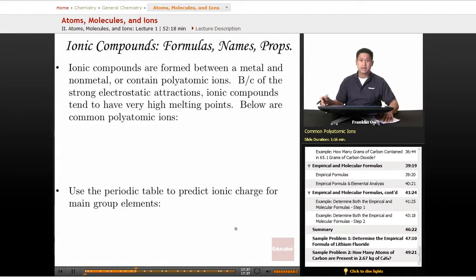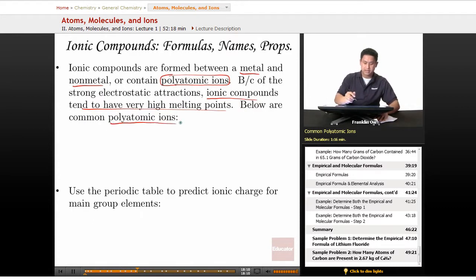Okay. Now that we've been introduced to the periodic table and the elements that comprise it, let's now talk about different types of compounds. The first type of compound we're going to study are called ionic compounds. Ionic compounds are formed between a metal and a nonmetal, or they contain what are known as polyatomic ions. And because of the strong electrostatic attractions that exist between opposite charges, ionic compounds tend to have very high melting points. And below are a couple of these polyatomic ions.